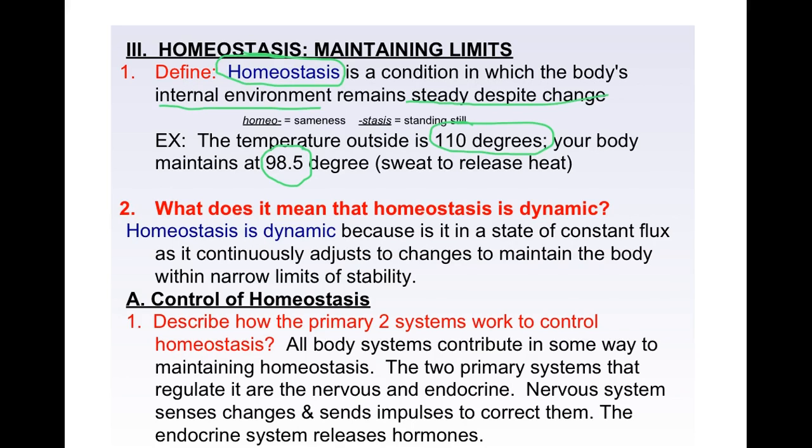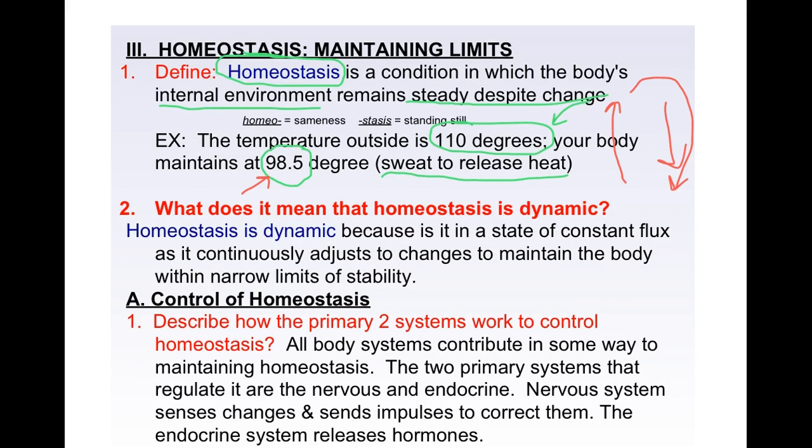Well, what does our body do? Does it just allow our temperature to keep rising until we die? Because if it reached even close to 110 degrees, we would die. We wouldn't even come close to reaching that. Well, we do sweat to release heat, and that brings our body temperature back down. So if the outside air causes our temperature to go up, our body brings it right back down into homeostasis to keep it at roughly 98.5, 98.6 degrees.